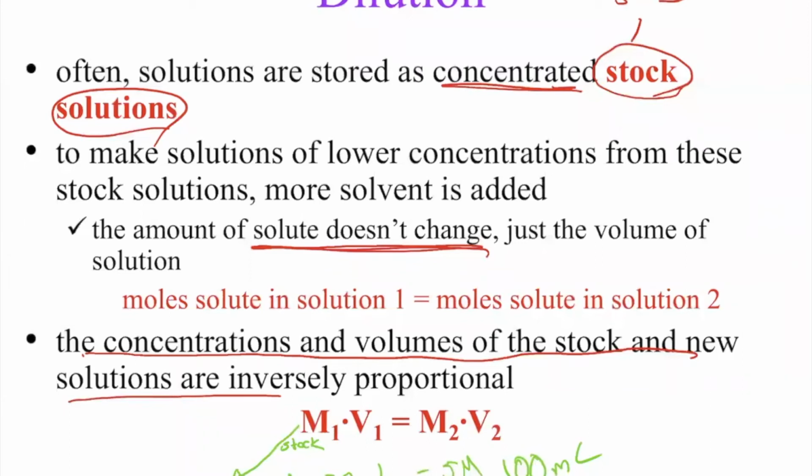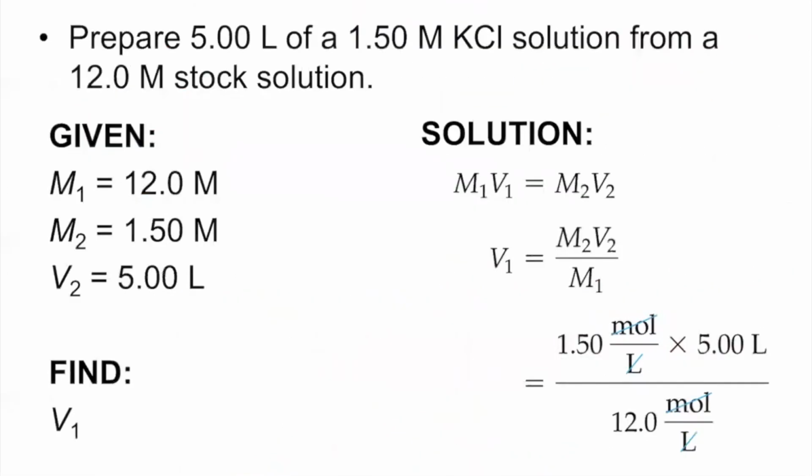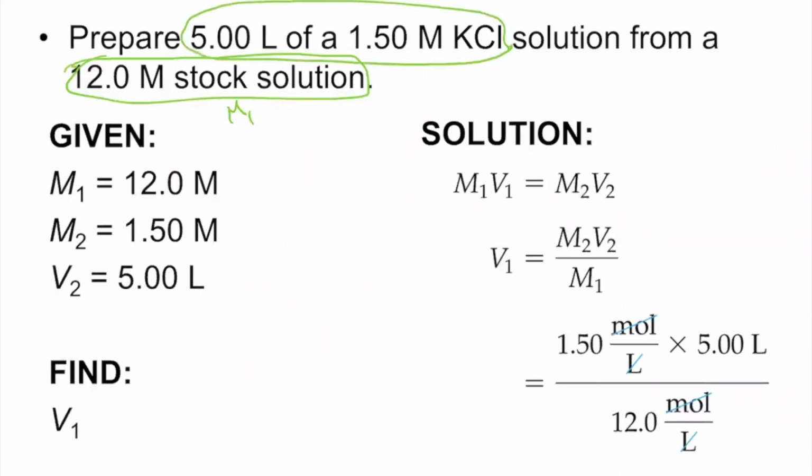Here's a question that will show you, that gives you an idea how you will use this equation. So it says prepare 5 liters of a 1.5 molarity KCl from 12.0 molar stock solution. So the word stock solution tells you that this is M1 and the 5 liters with the 1.5 molar KCl, this is your new solution. So this is gonna be your M2 and this is gonna be your V2. In here, you're solving for your V1. We know that your V1 must be less than 5 liters because they're opposite, right?